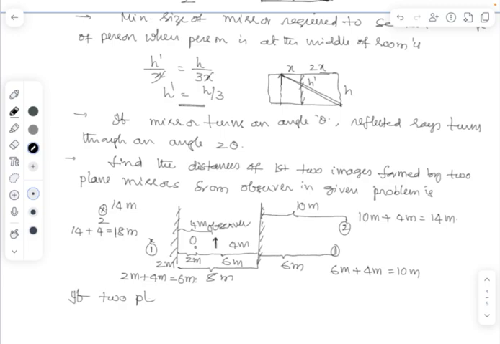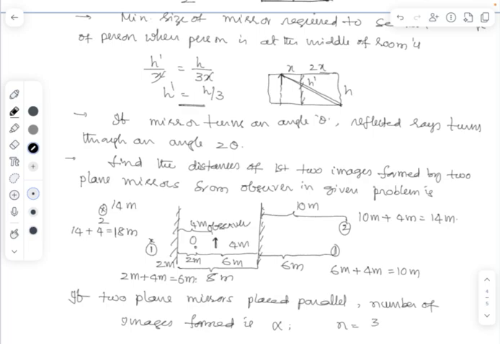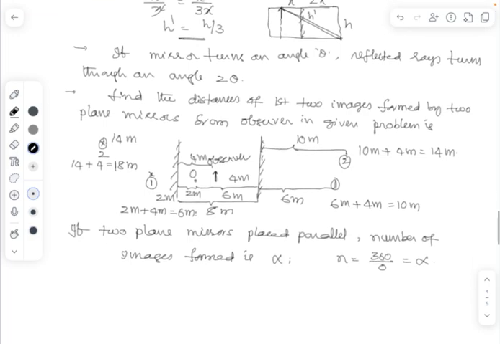If two plane mirrors are placed parallel, the number of images formed is infinity. N equal to 360 by 0 equal to infinity. This is about plane mirrors.